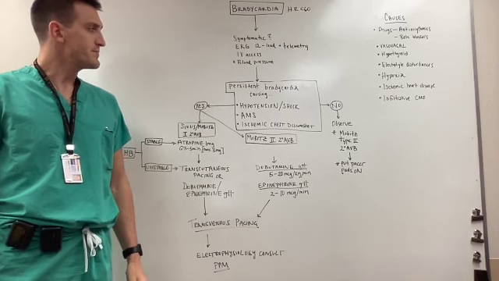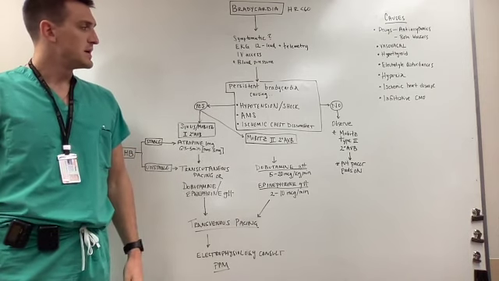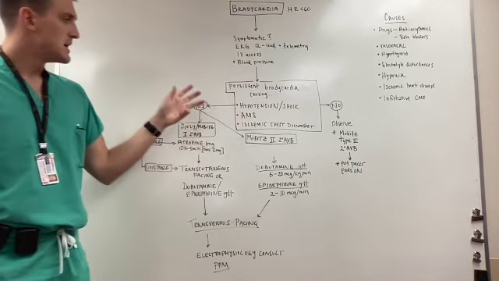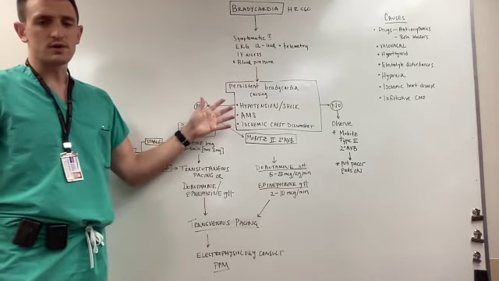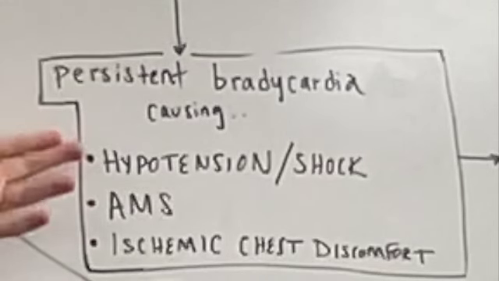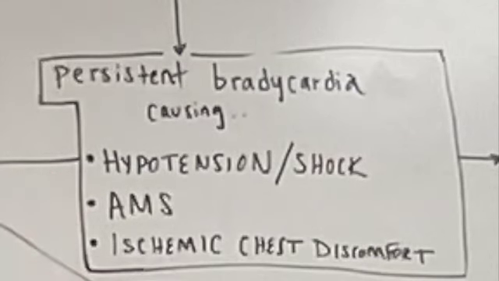So once you get that information, the next step in the whole algorithm is assessing for signs of hemodynamic compromise. So hypotension, shock, if the patient's altered, having worsening mental status, and if there's evidence of some chest discomfort or ischemia.